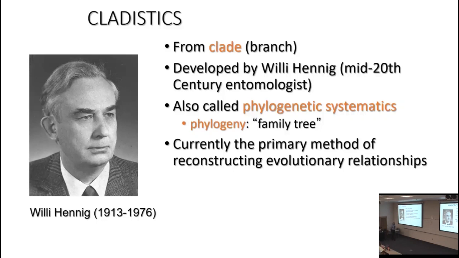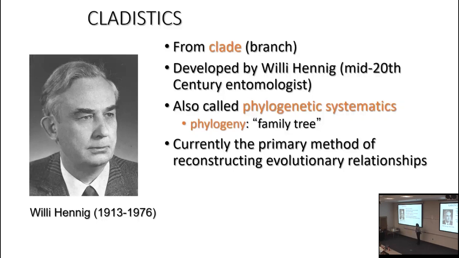As a method, it was developed initially by Willy Hennig here, who was a mid-20th century East German entomologist, so someone who works on insects. Specifically, he was a dipterist. He worked on flies. He referred to it as, and we still call it, phylogenetic systematics. So a method of systematics that focuses on family tree relationships. And it's still the current primary method of reconstructing evolutionary relationships.